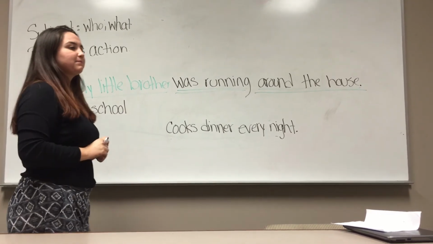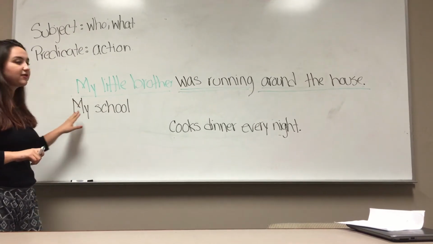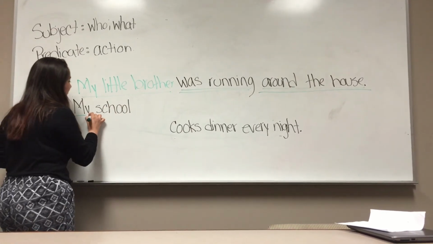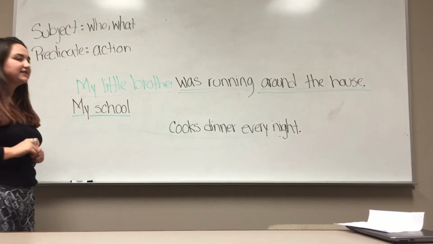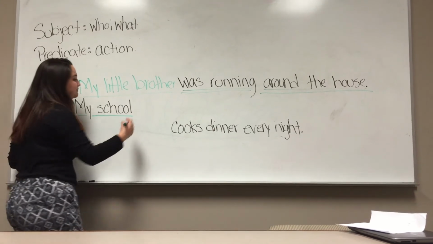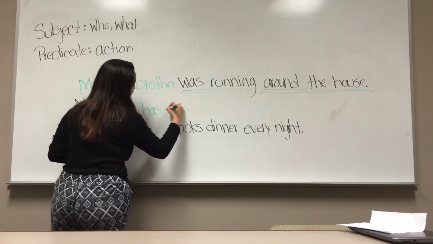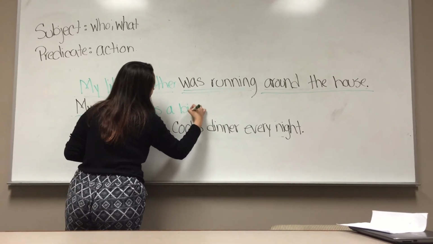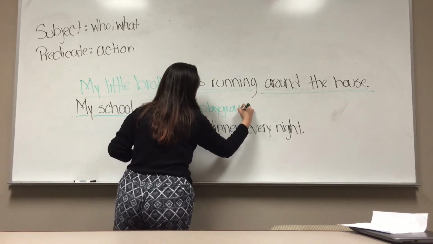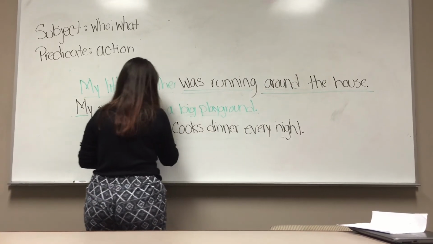Now, Joel, my school. Is this a subject or the predicate? The subject, very good. And yes, it goes underlined once. Very good. So now, tell me something about my school. My school has a big playground. Very good. Has a big playground. So we underline it twice.